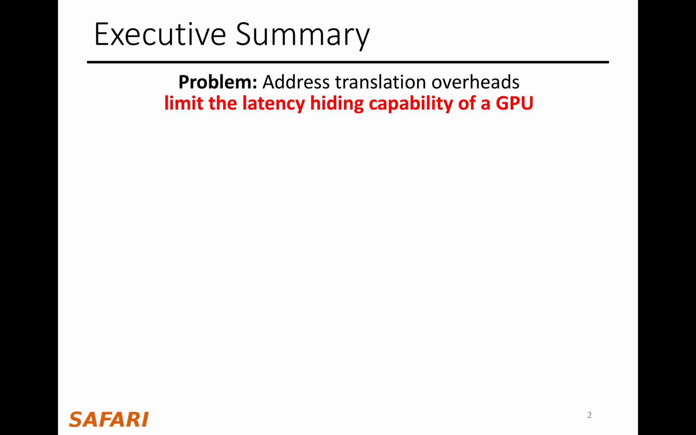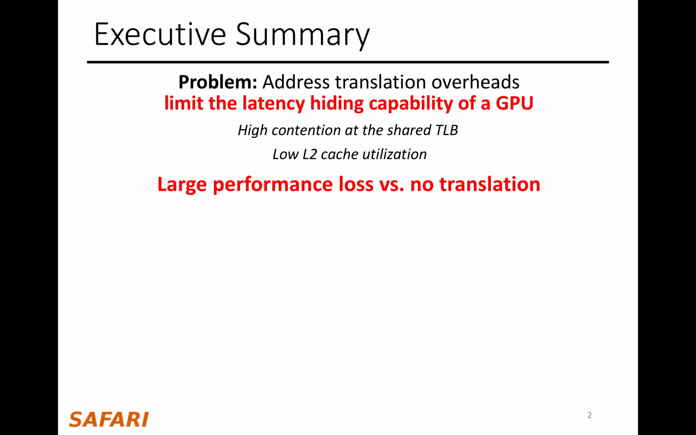Before I begin, let me quickly go over the overview of this talk. When you apply address translation in order to support multi-application concurrency, what we found is address translation overheads limit the GPU latency hiding capability because of two reasons. First, there's a high contention at the shared TLB. Second, there's a low L2 cache utilization. And both of these problems lead to a large performance loss versus no address translation on GPUs.